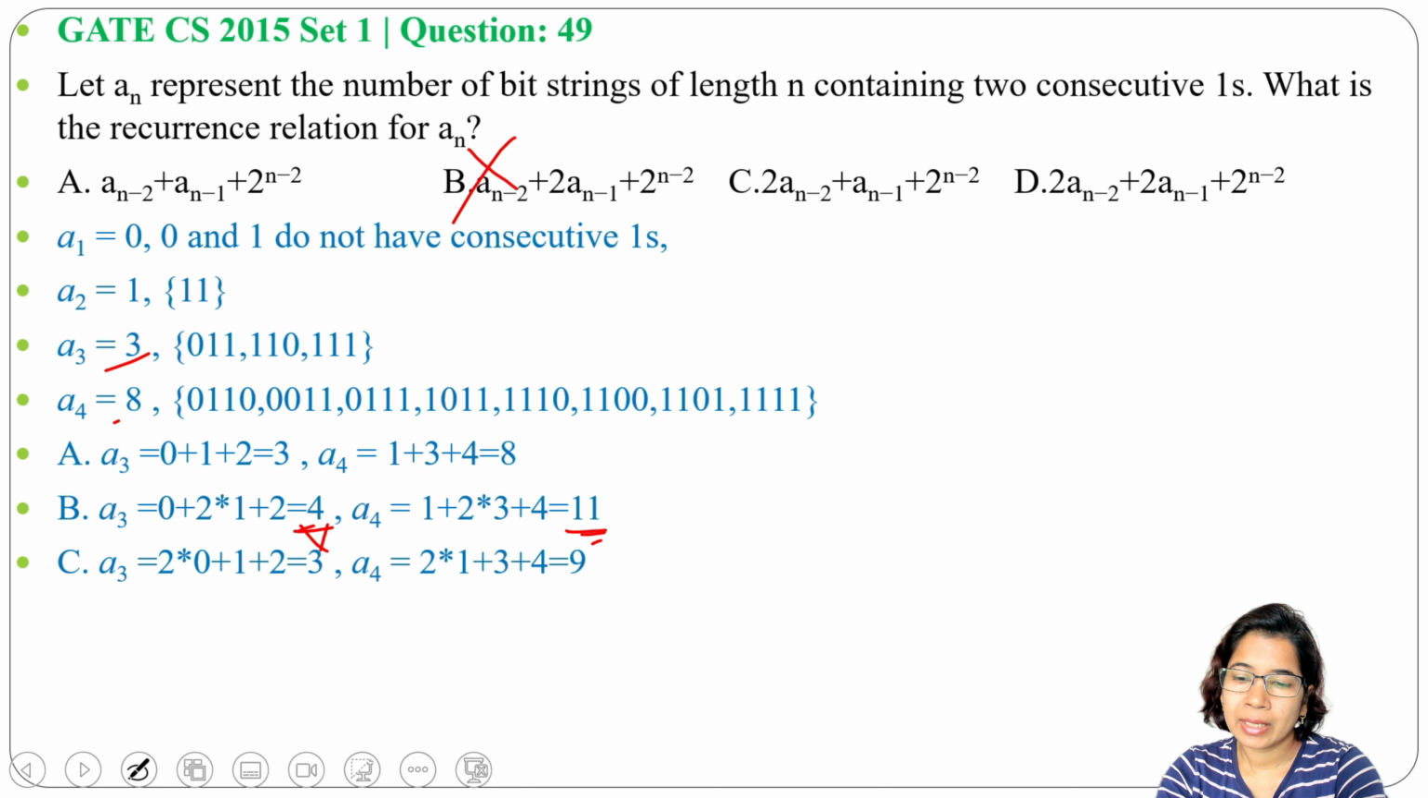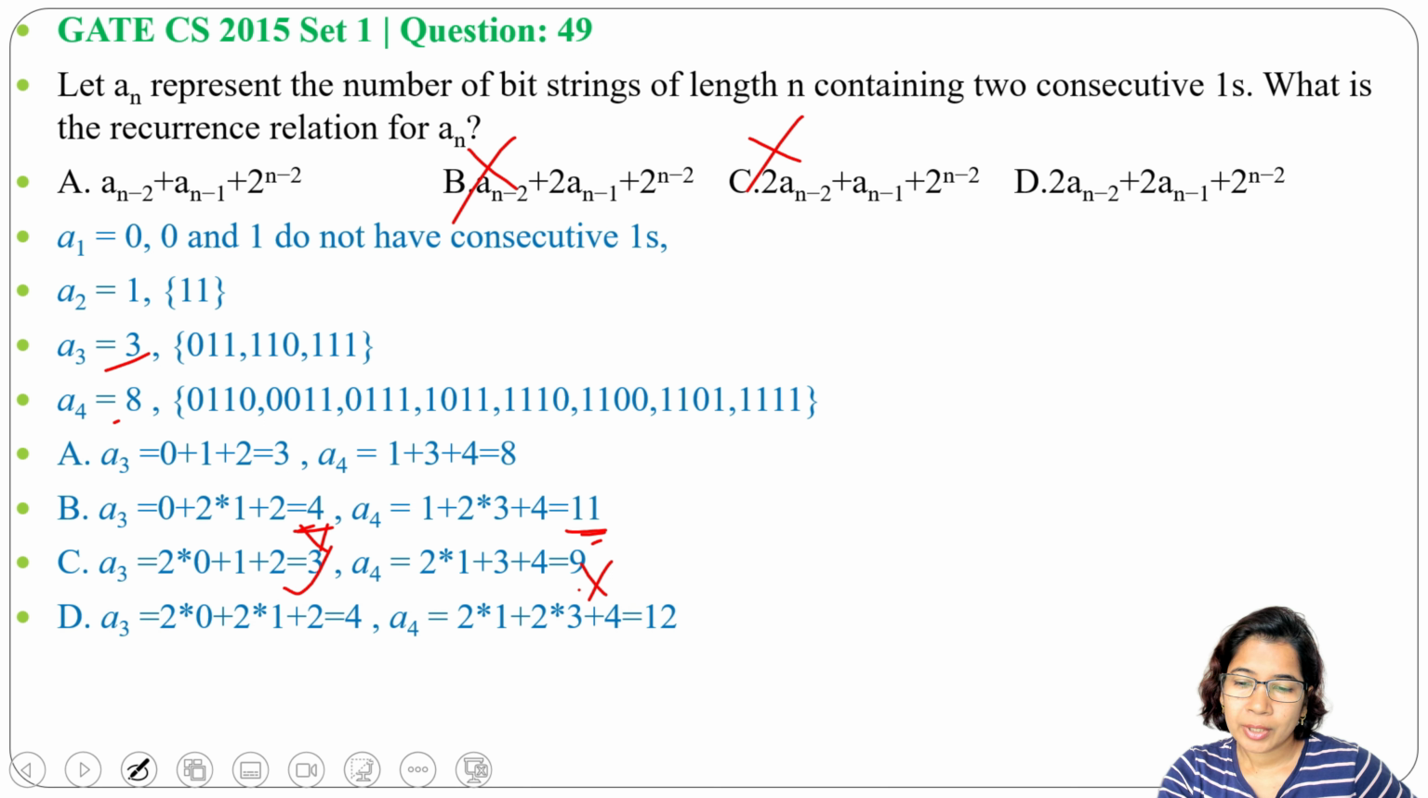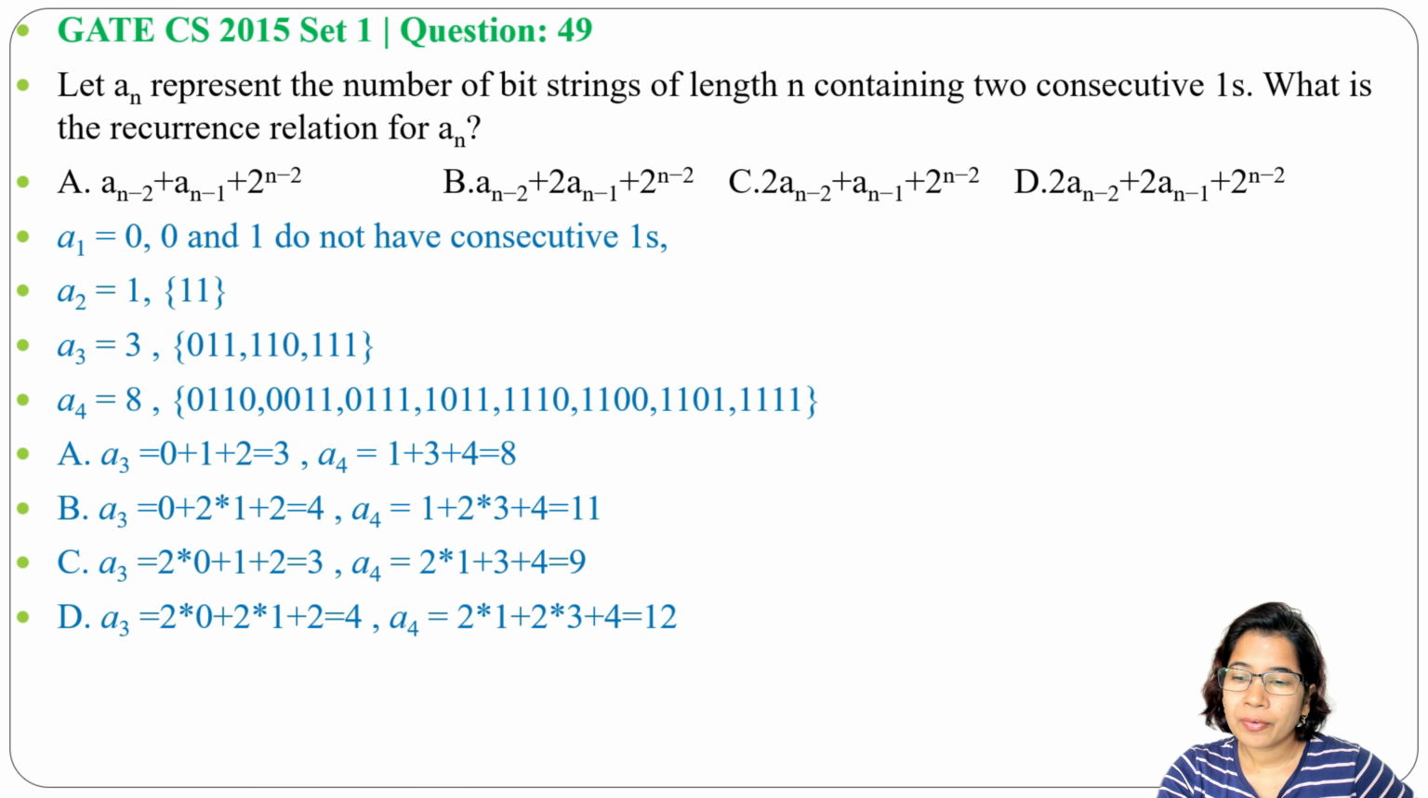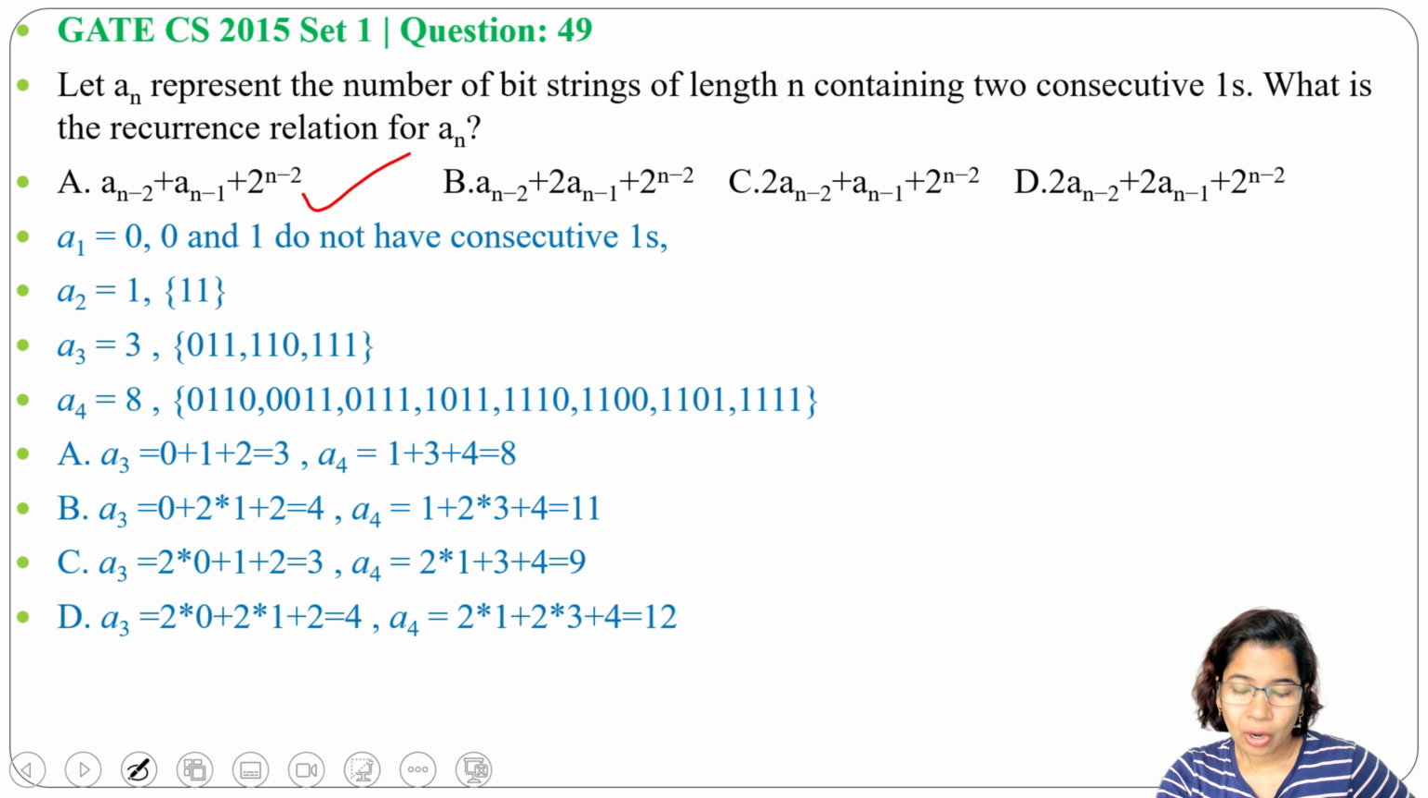Next check option C. 2 multiplied by 0 plus 1 plus 2 equals 3. This matches. Then A(4) equals 2 multiplied by 1 plus 3 plus 4. It's 9. 9 is not equal to 8. So option C is also wrong. Next option D. A(3) equals 2 multiplied by 0 plus 2 multiplied by 1 plus 2. It's 4. It doesn't match. Then A(4) equals 2 multiplied by 1 plus 2 multiplied by 3 plus 4. It's 12. So we found that according to option A, the values of A(3) and A(4) equal 3 and 8 respectively. So the answer will be option A.